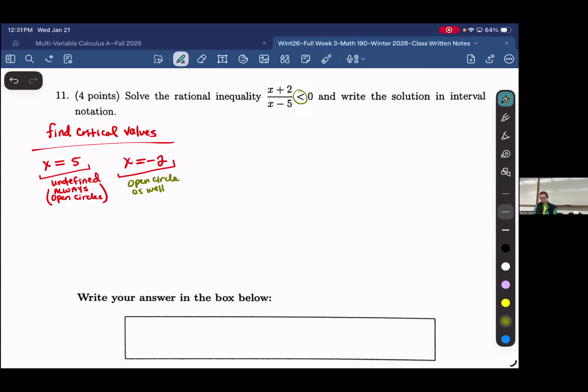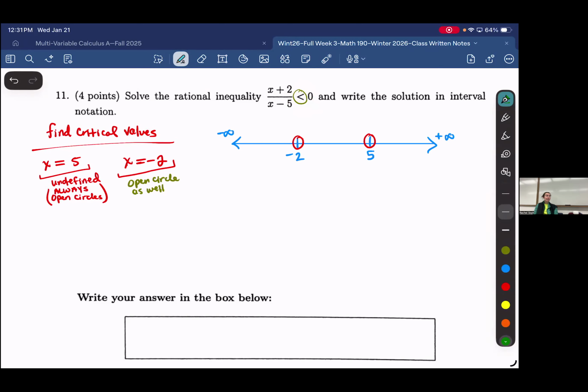Now we're ready to make our number line. We're going to put in our critical values. We have -2 here, we have +5 here, and we know that both of them are going to be open circles.